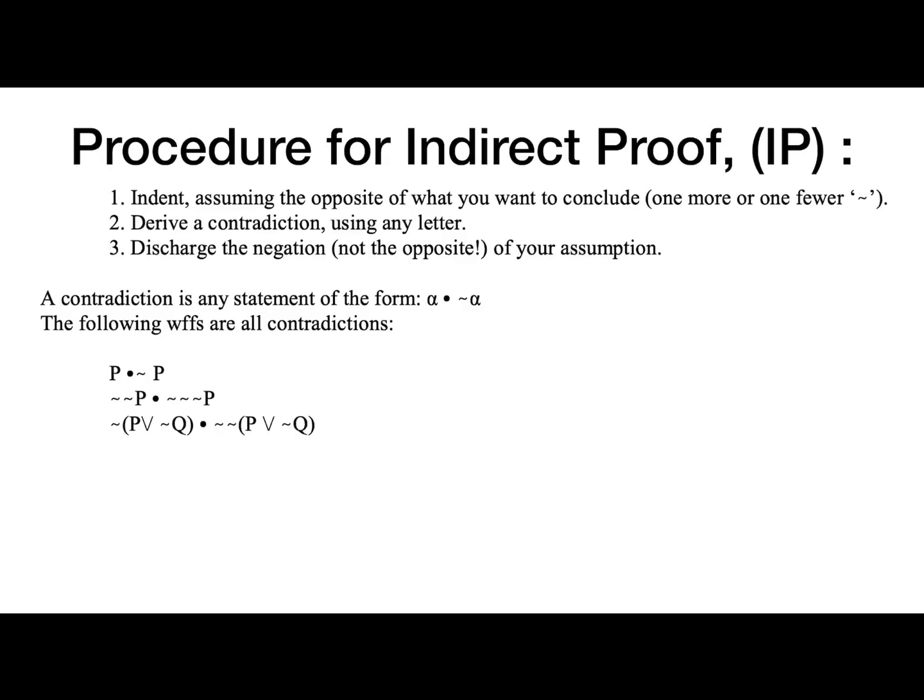Okay, so this is how you set up an indirect proof. You're always going to indent. I'm noticing that not everyone is indenting. Please indent. You're going to assume the opposite of what you want to conclude. So just look at the conclusion, put a negation in front of it, and that's essentially what you're doing when you do the AIP. And the AIP means an assumption for the indirect proof. And then you're going to be looking for a contradiction.